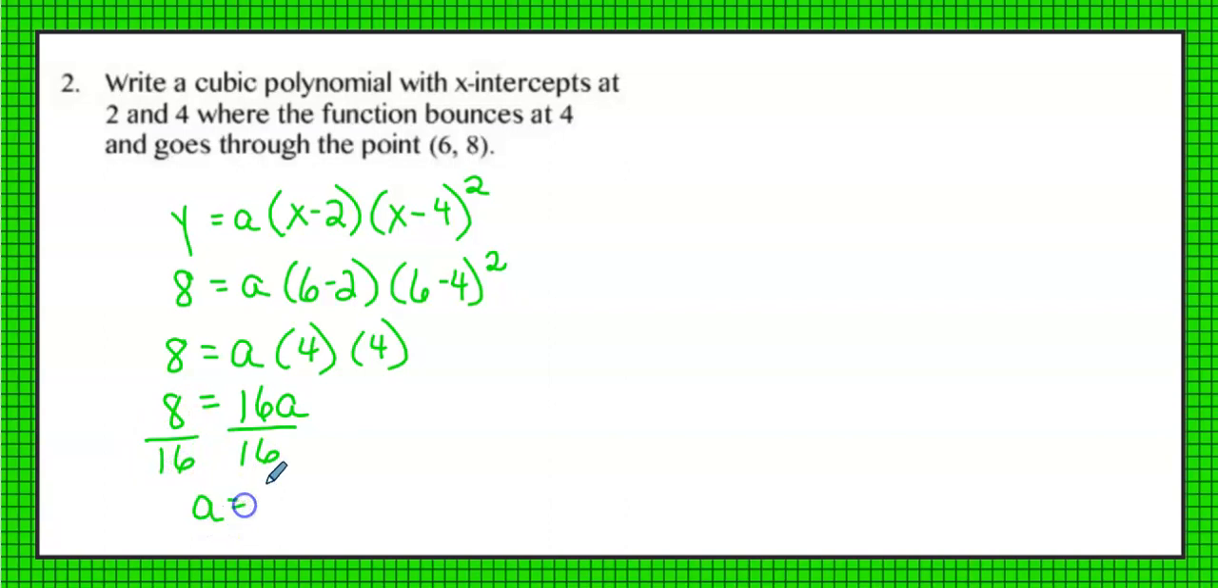So a equals 1/2. I'm not going to go ahead and multiply this one out to standard form. Let's just write our factored form, our intercept form, and we'll leave it at that. So a 1/2 goes right here where a is. So my answer looks like this.